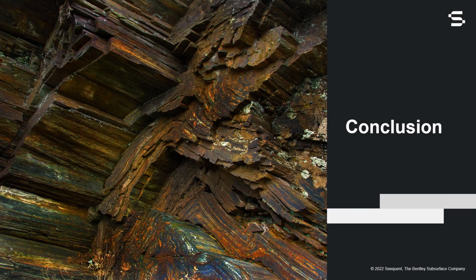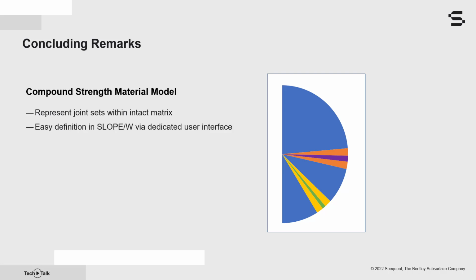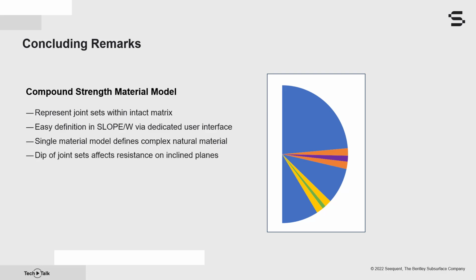This concludes our webinar on the compound strength material model. As we have learned today, the compound strength model is the perfect tool to represent an intact soil or rock matrix comprising one or several joint sets or weak layers. It is very easy to define in Slope W thanks to a dedicated user interface. With the compound strength material model, you can now simulate a complex anisotropic material with a single material in Slope W. Through a detailed analysis of a rock cut example, we could appreciate how the joint set dip will affect the resistance on inclined planes.